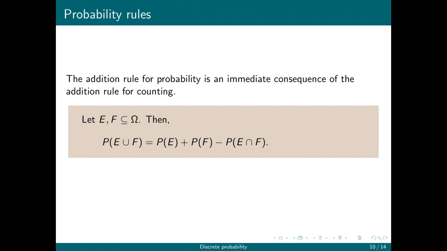So if E and F are subsets of omega, then the probability of E or F, read as E union F when we're talking about sets, is equal to the probability of E plus the probability of F minus the probability of both E and F.